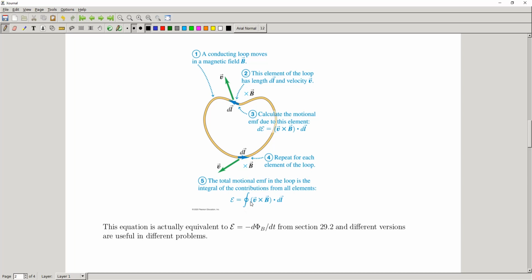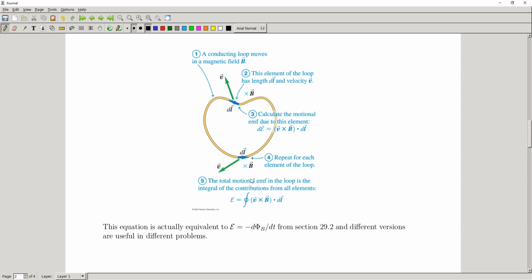Okay. And so if you do that, you can pull out your motional EMF. This expression here, although it may not be super obvious just by looking at it, is really completely equivalent to the expression that we came up with in section 29.2. This is the expression that we saw in 29.2, which dealt with magnetic flux. This is the time rate of change of our magnetic flux. The negative of that is equal to our EMF.